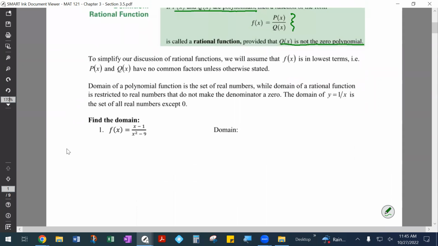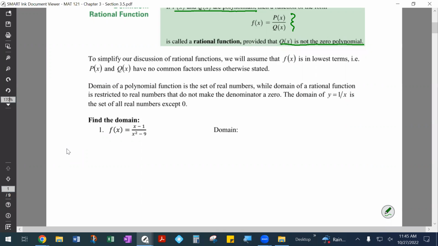They are telling us to assume that your rational function f of x equals p of x over q of x will be given to us in lowest terms. So you wouldn't have to reduce it unless they tell us to reduce your rational function. For the most part, we'll assume it's already in reduced form, but if they tell us to break it down and reduce it, then of course we can do that.